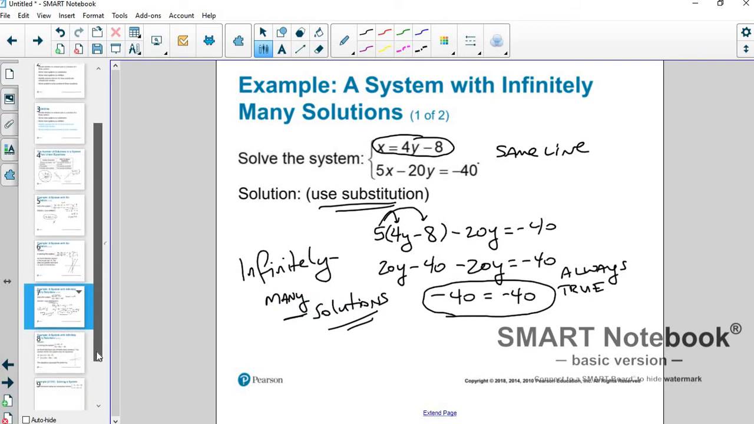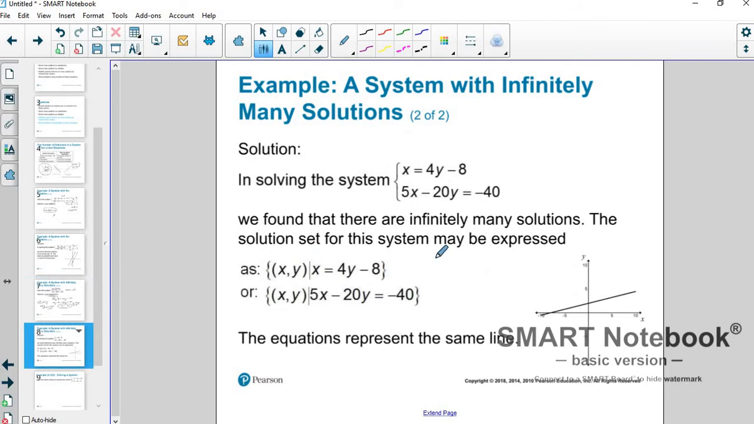All right, how do I do that? This is set builder notation, and what this says is all the ordered pairs x, y, such that, the bar is read such that, this equation is satisfied, or this equation is satisfied. It doesn't matter which one, you can use either one. But you basically write out all the points such that your equation is true.